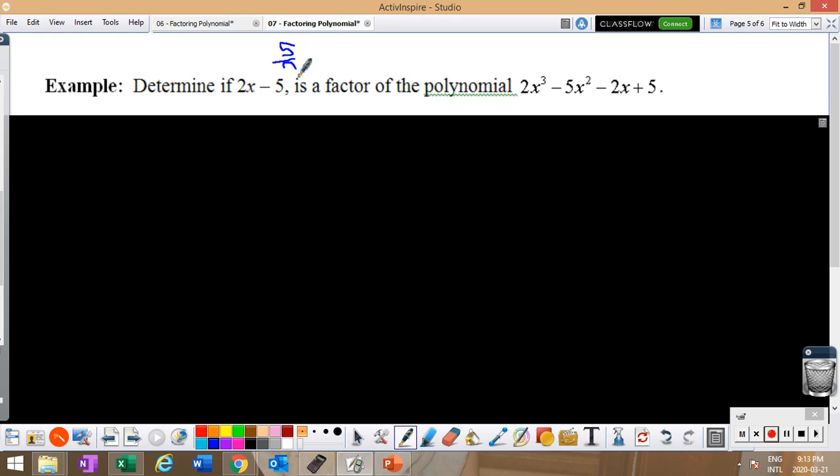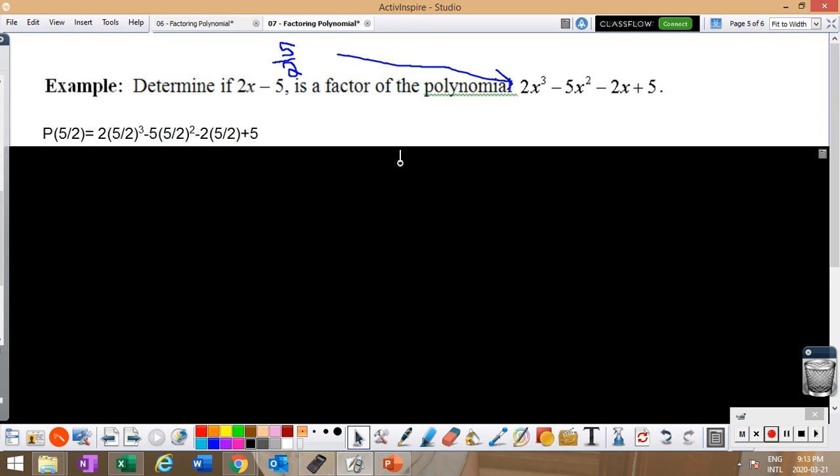What we want to know is if I take 5 halves and sub it into this thing here, what do I get? And we'll talk about what the answer means in a second, but basically I'm going to use the remainder theorem and the factor theorem from the assignment and just use that to figure out if this is a factor. So I sub in 5 halves. P of 5 halves equals 2 times 5 halves cubed minus 5 times 5 halves squared minus 2 times 5 halves plus 5. I jam that all in my calculator.